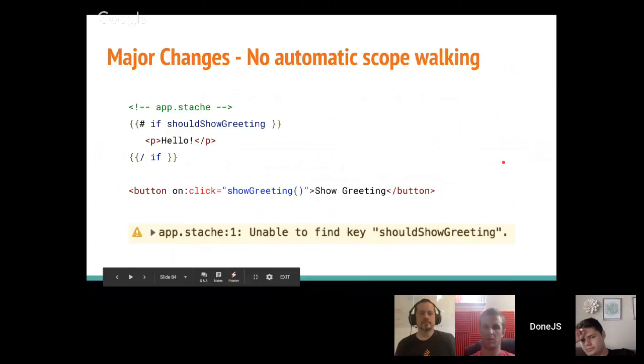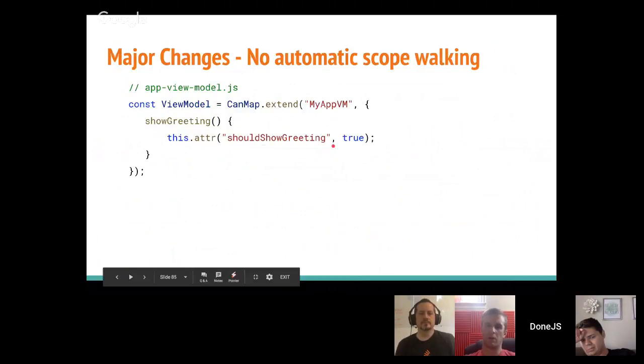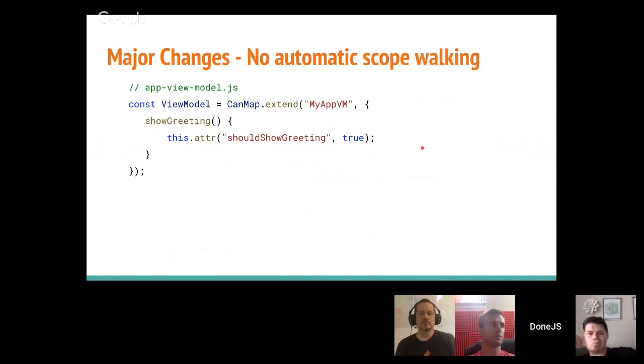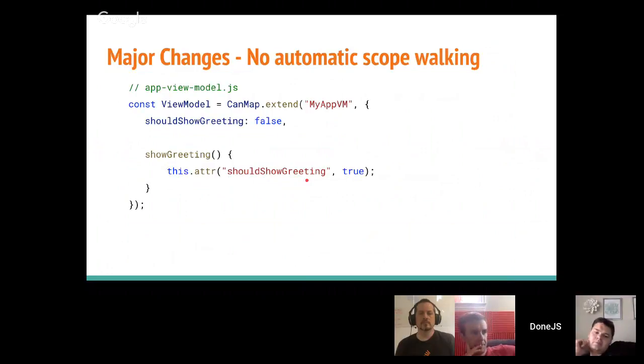So if you have properties like this that are only defined sometimes, then whenever they're not defined, Stash is going to give you this warning. What you can do to fix this is either give this should show greeting property a default value, or use the can-map define plugin if you're using can-map or can-define map to give this a definition, just say should show greeting, and define it as a Boolean or whatever, and that'll make this warning go away.